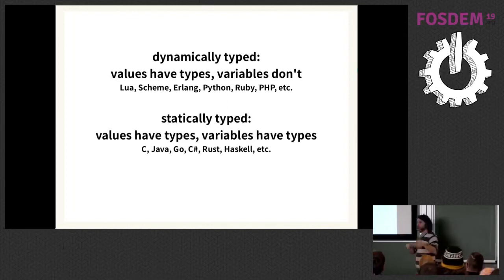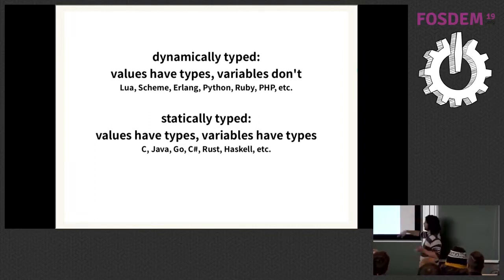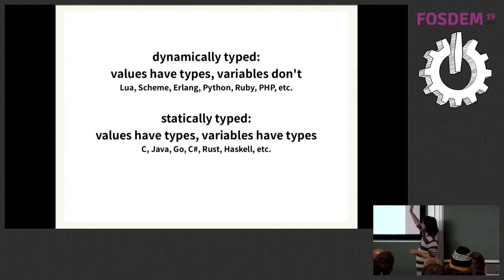So the distinction that we usually care about when we informally say typed or not is whether it's dynamically typed or statically typed. Dynamically typed, in a nutshell, means that values have types, but variables don't. So you can move values that have types around, and they fit any variable. Languages that fall into this category are Lua, Scheme, Erlang, Python, Ruby, and so on.